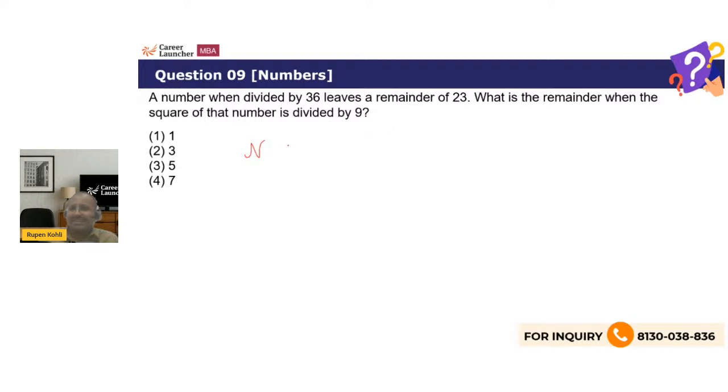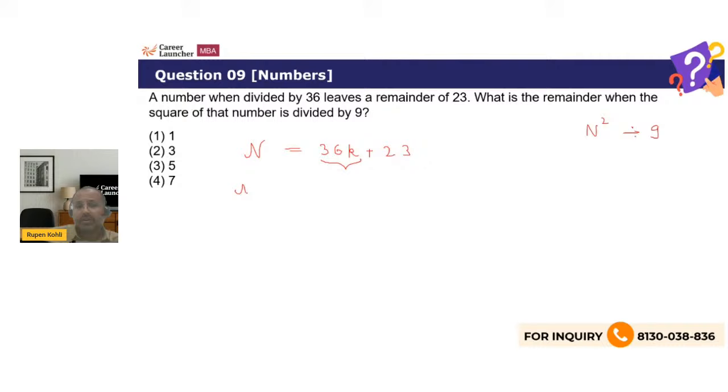The number, let's say, is n. Can I say 36 leaves a remainder of 23? So it's like 36 times some quotient plus 23, right? And the number n is like 36k plus 23 kind of number. We have to find the remainder when n squared is divided by 9. Since we are interested in the divisor 9, it would be convenient to find the remainder of the original number from 9.